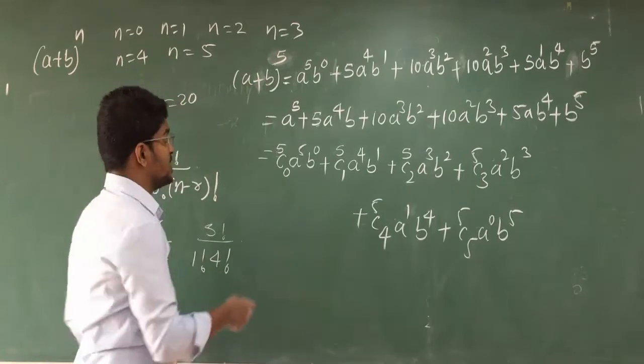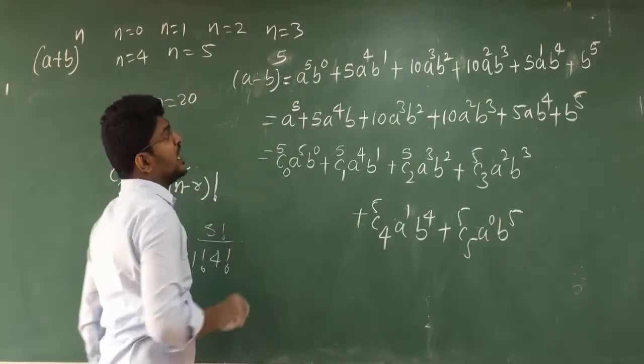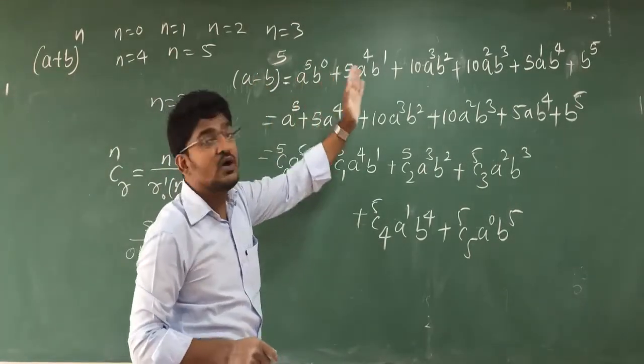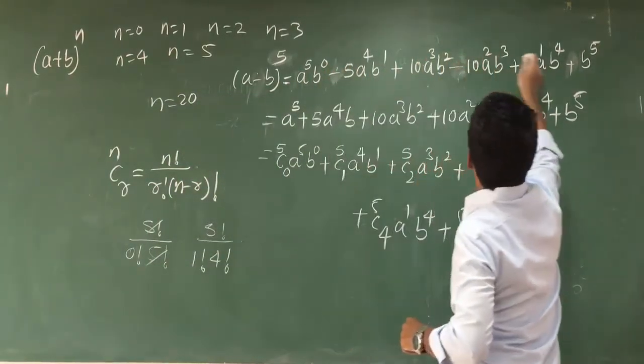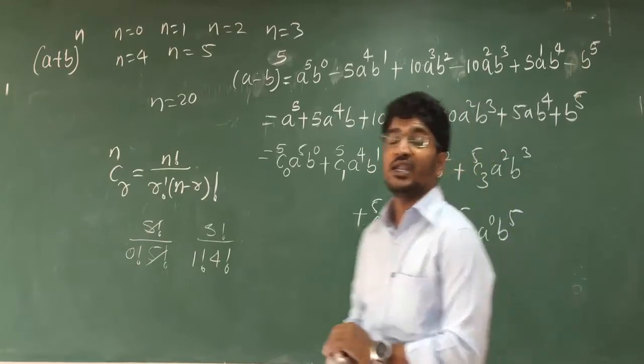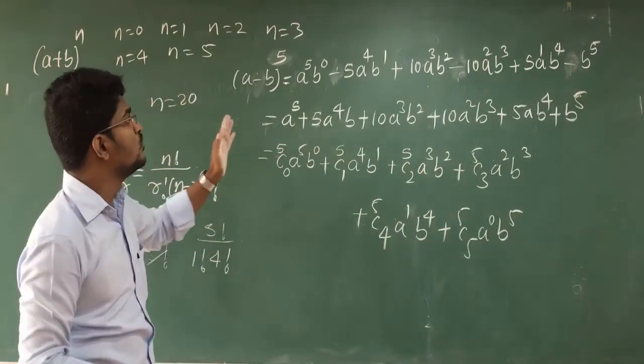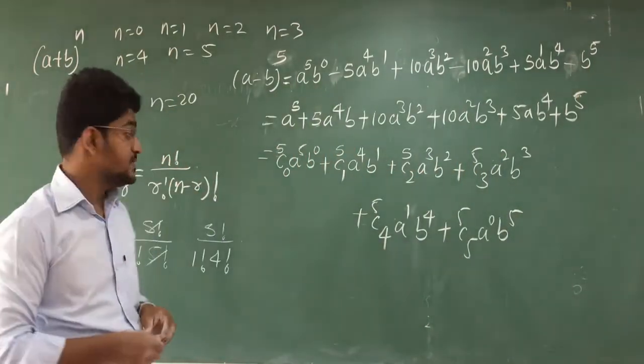If it is minus, what you have to do? Alternately, you have to change the sign. Plus, here it will be minus, here it will be minus, here it will be minus. Clear? So alternately, you have to go on changing the signs.